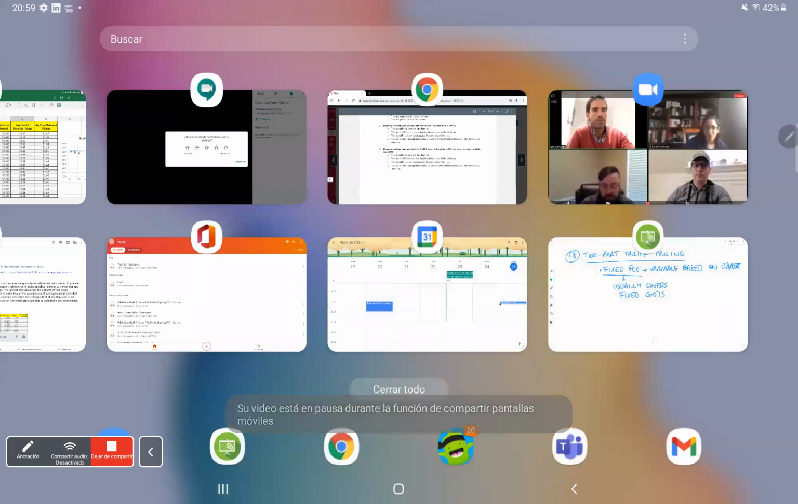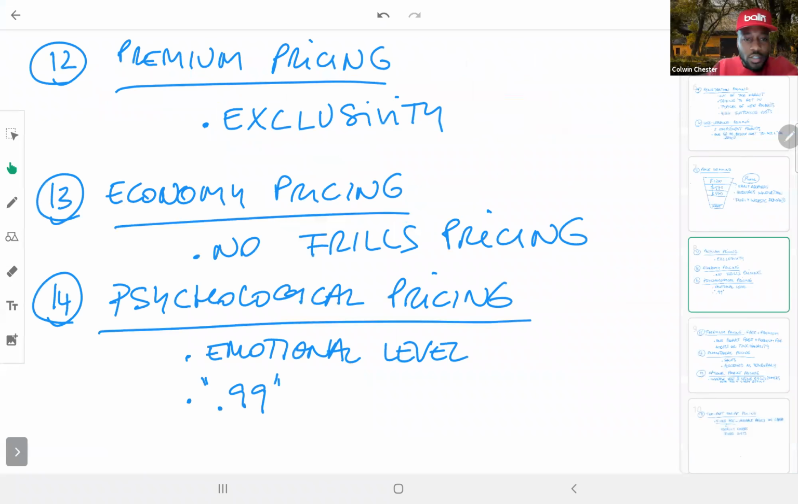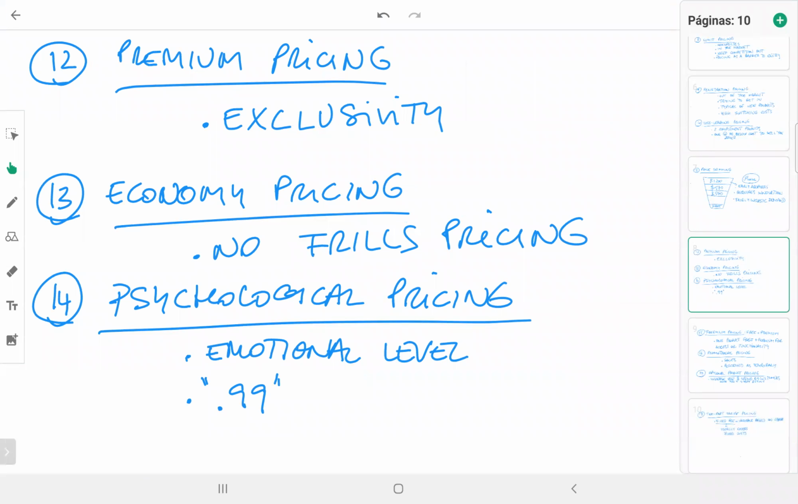Just hang in there. Nacho, can you go back to 13 and 14 real quick? Sure. 13 and 14, you said, right? Yes, sir. There you go. Economy pricing is the no-frills pricing, and psychological pricing is the one at the emotional level, the ones with the 9.